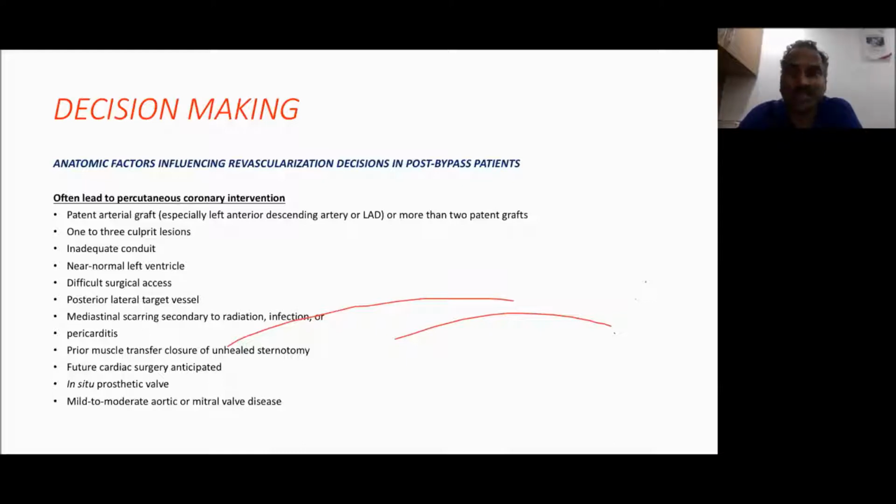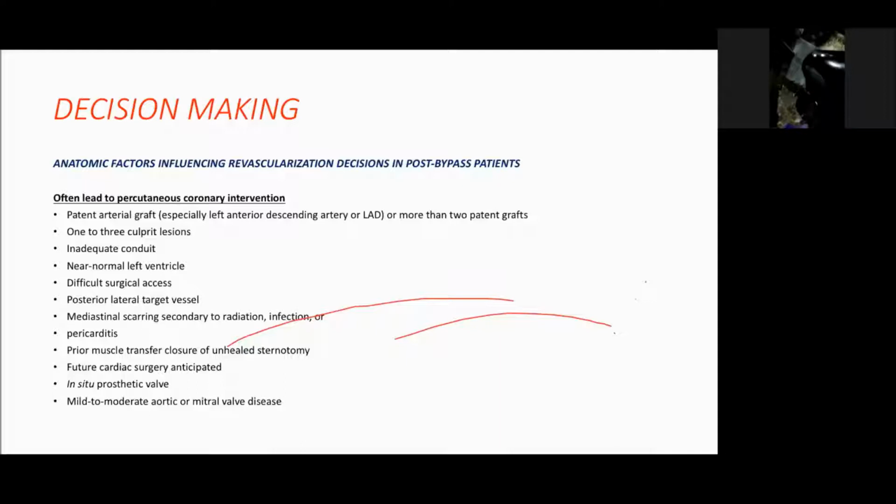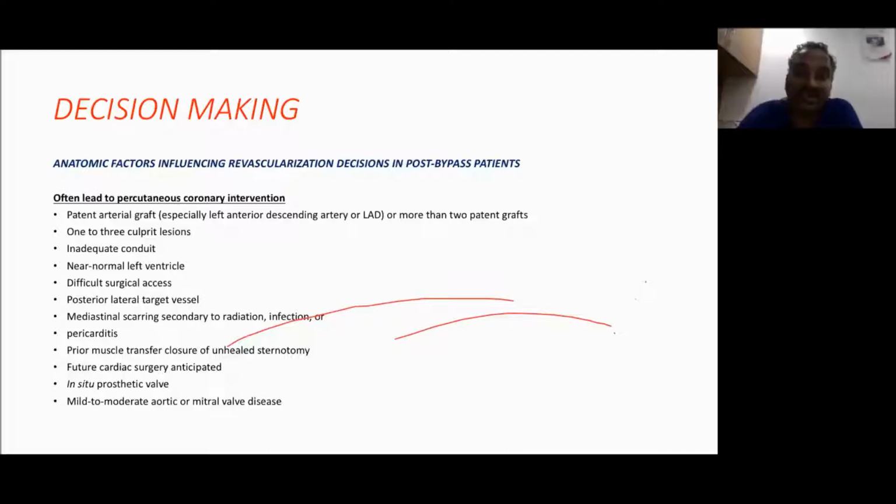percutaneous intervention. The most important thing is a patent graft to LAD. Whenever there is a patent graft to LAD, in all those patients, it is worth considering percutaneous intervention. If the LAD graft is also occluded along with other vessels, then probably we may orient towards redo bypass. And 1, 2, 3 culprit lesions. Yeah, again, it's a vague thing. And other is inadequate conduit. See, if the patient's both SVGs and radials are already used in previous bypass surgery, then there is no conduit. So in those cases, again, PCI becomes the first option.